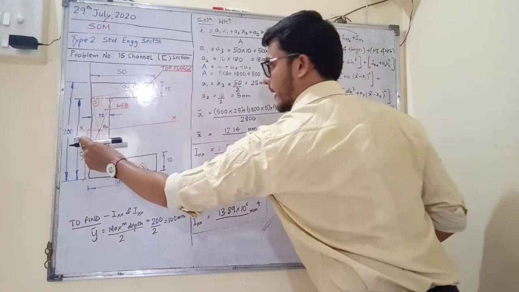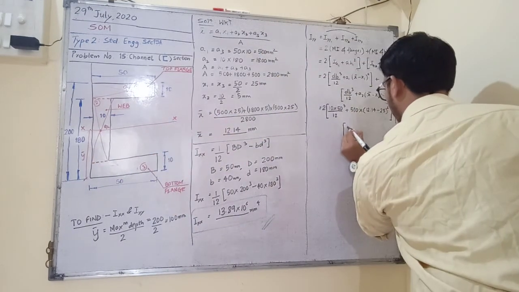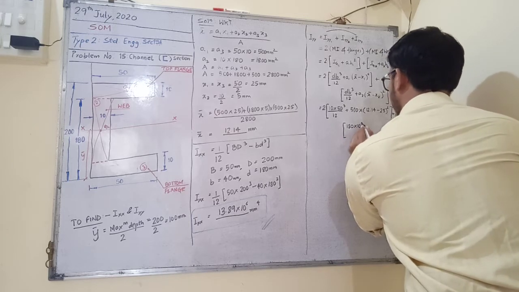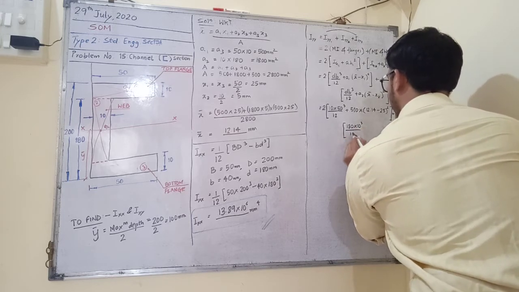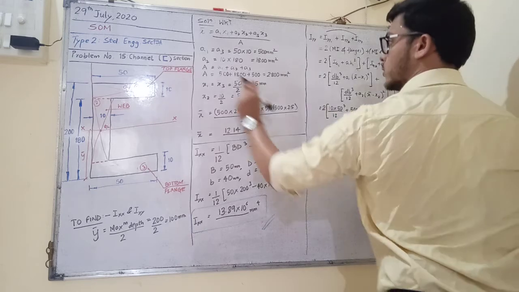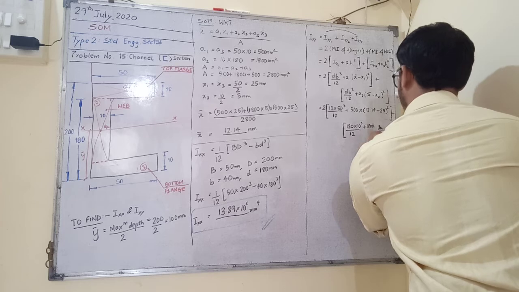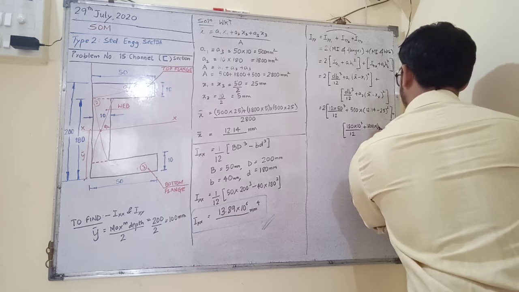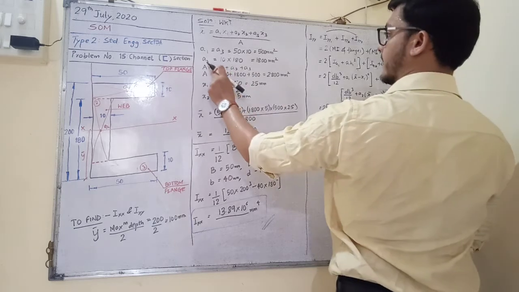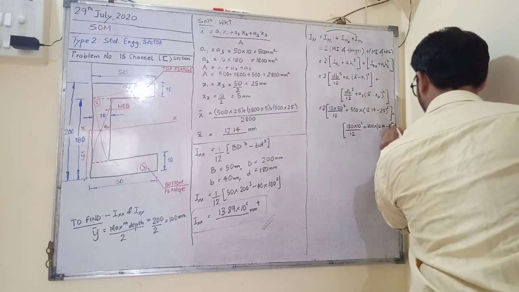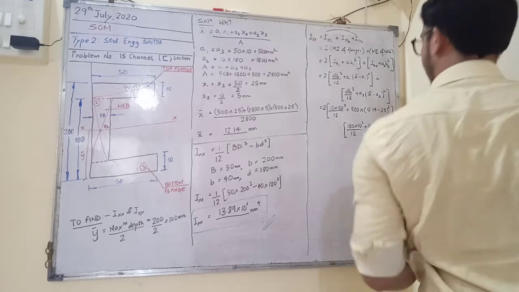D is 180, b is 10. 180 into 10 cube divided by 12 plus A2. A2 is 1800. 1800 into x bar 12.14 minus x2, x2 is 5, the whole square. So this is the second bracket.